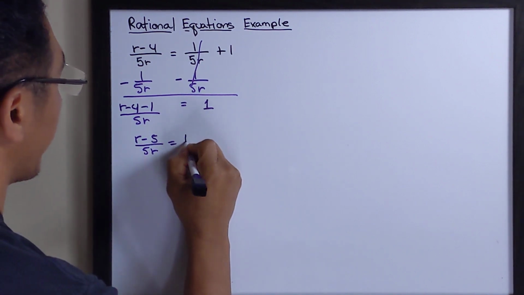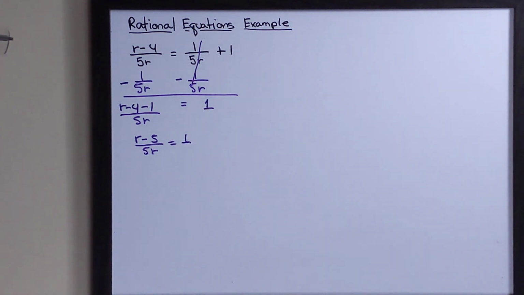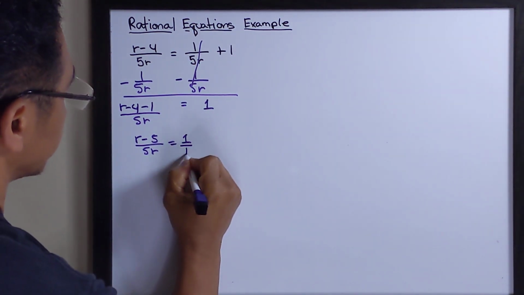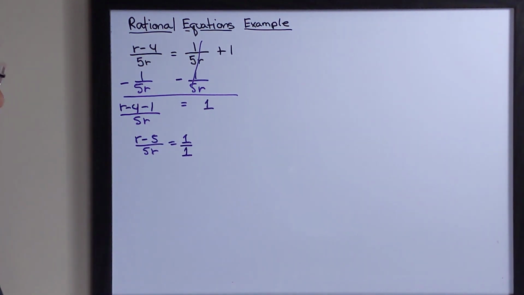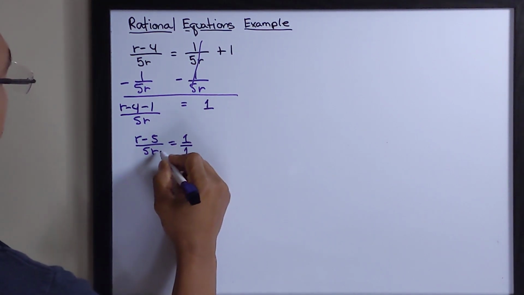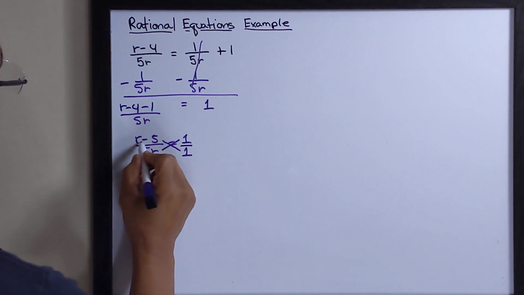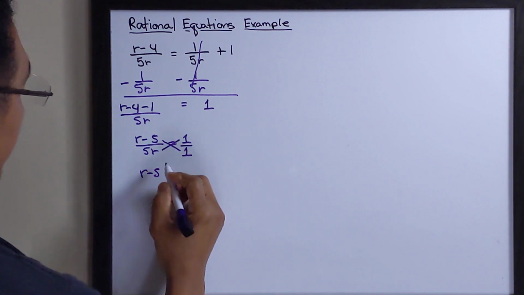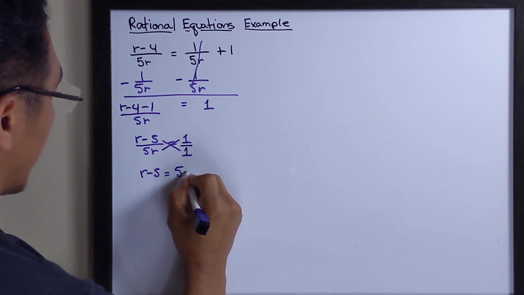Let's write that this way. Now that we have that, at this point, there are two ways to solve this problem. The way I usually show the class, since this is a whole number and this is a fraction, we'll make this also into a fraction, and we can cross multiply at this point. So let's go ahead and cross multiply, since 1 over 1 is still a 1. We're going to cross multiply, and what we end up with is r minus 5 times 1, which is just r minus 5, and then 5r times 1 is just 5r.